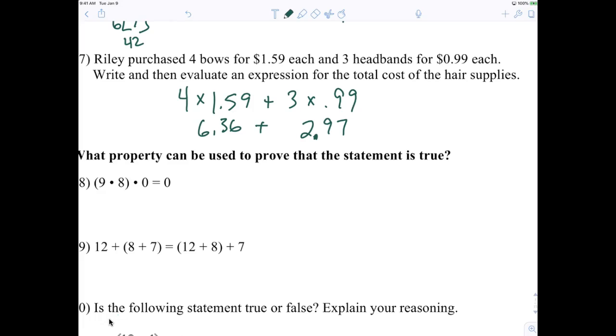I don't really get how you do that. Can you do that one more time? Well, I'm going to show you one more time. Since I'm multiplying by 4, that means there's going to be 4 $1, there's going to be 4 50 cents, there's going to be 4 9-cents. If I have 4 $1, that's $4.